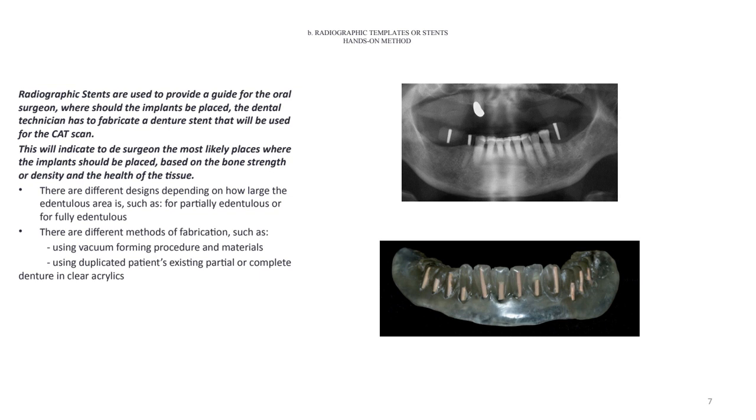Okay, so there are different designs depending on how large the edentulous area is, such as for partially or fully edentulous areas. There are different methods of fabrication, such as using the vacuum forming procedure and materials, or using a duplicated patient existing partial or complete denture in clear acrylic, and then applying those radiopacity materials.